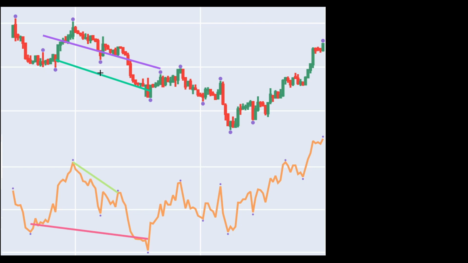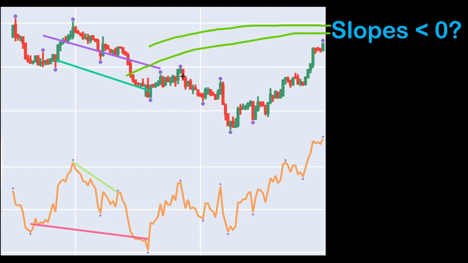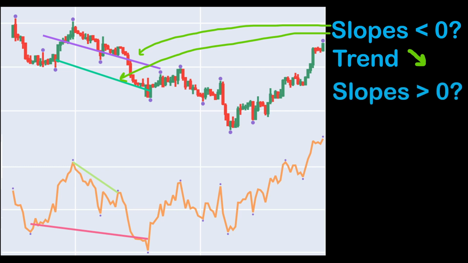So at the end, I will have 2 different slopes for the price, and I'm going to check if those slopes are negative. If it's the case, then I know I have a downtrend. And of course, in the opposite case, if both slopes are positive, they are pointing upwards, then in this case, we have an uptrend.